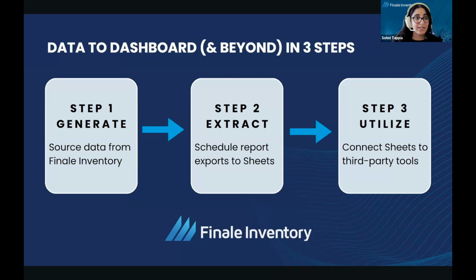So step one is going to be to generate your source data from Finale inventory. Step two is going to be to extract it. And what that looks like is scheduling a report export to automatically run up to Sheets, taking your hands out of it. And then step three is going to be to utilize that sheet. And what that looks like is, again, just connecting your tool of choice to be fed that spreadsheet. And then you are off to the races.